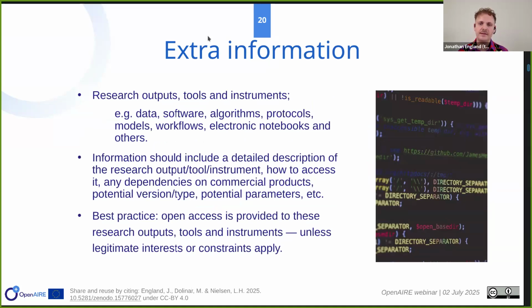So again, something that I mentioned at the very beginning about the research outputs, tools, and instruments: you should add as much extra information as possible. That includes a description of the tools and instruments you use, how to access them, and any dependencies for commercial products or specific software that you are using. One of the best practices would be to have open access to those research outputs, tools, and instruments as well.